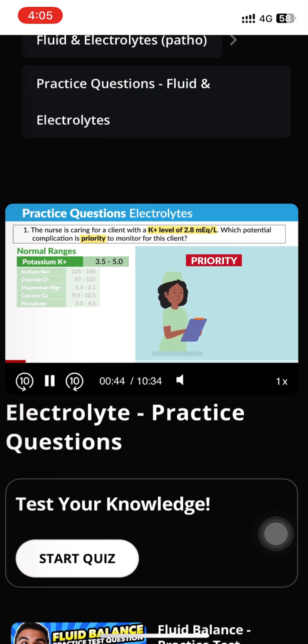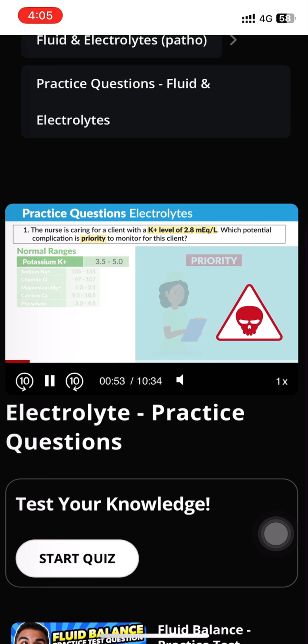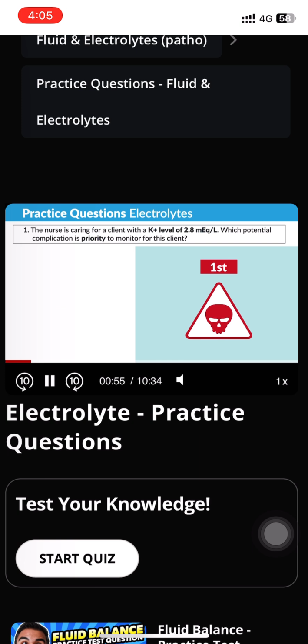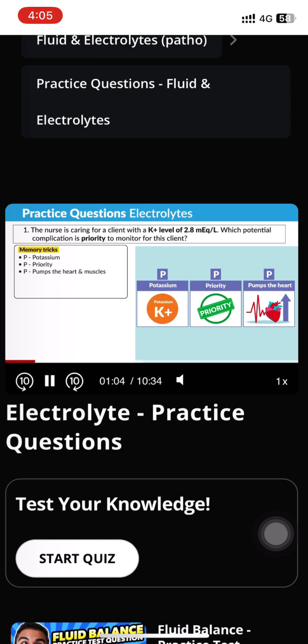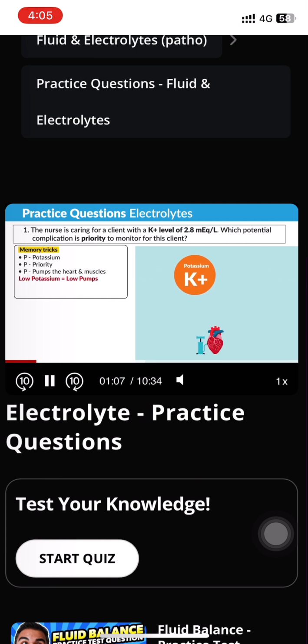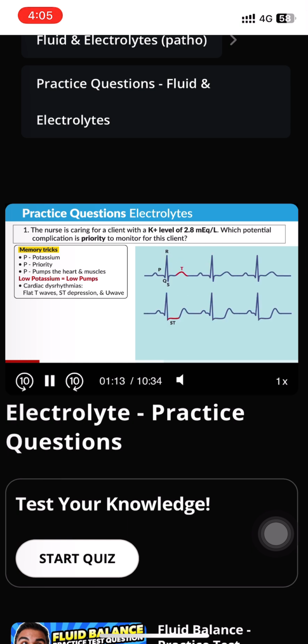Okay, so once again, before looking at the options, always think priority. For priority, think what kills the client the fastest. Before looking at the options, think of the number one thing that can kill this client. So using our memory tricks, P for potassium, this is priority, since it pumps the heart and the muscles. For low potassium, just think low pumps. We get cardiac dysrhythmias, namely flat T waves, ST depression, and a funky little U wave.